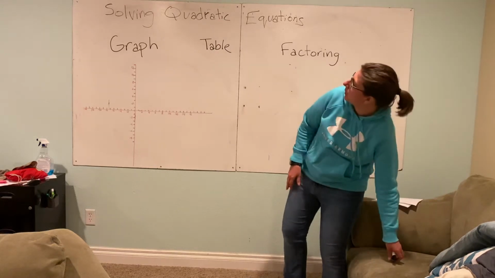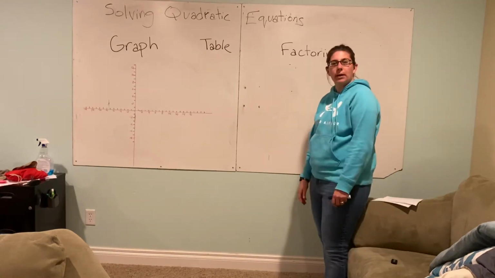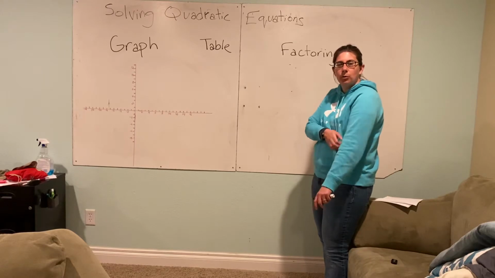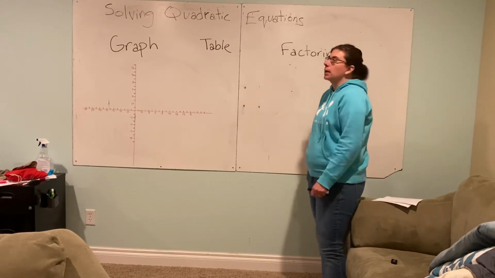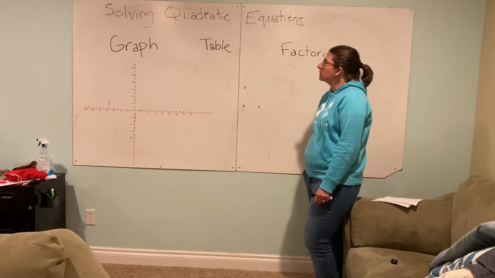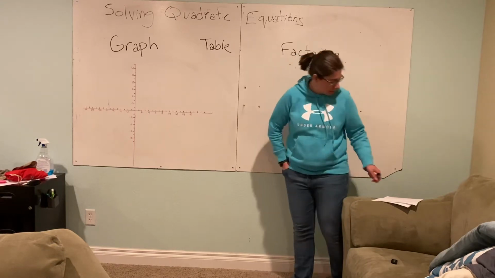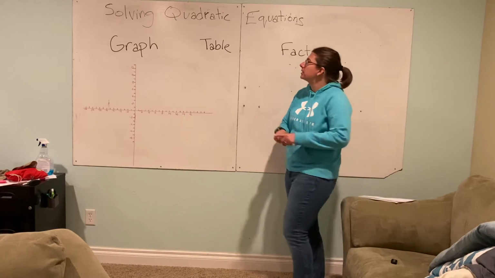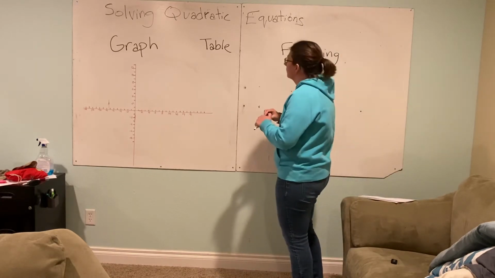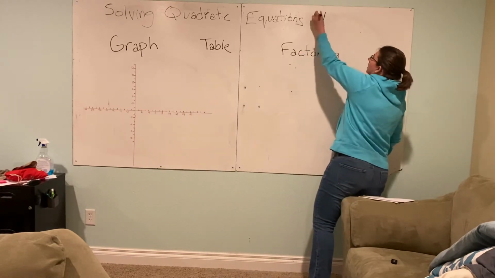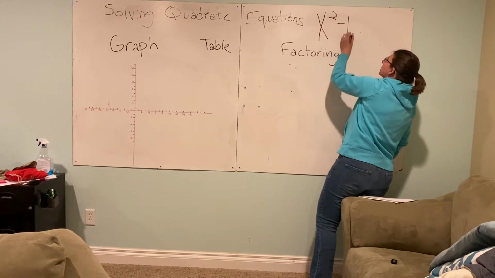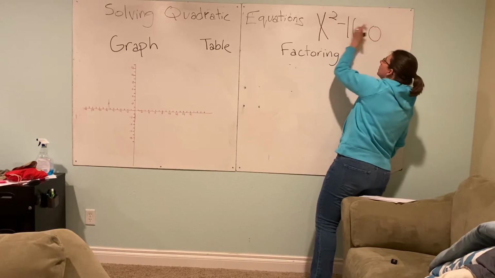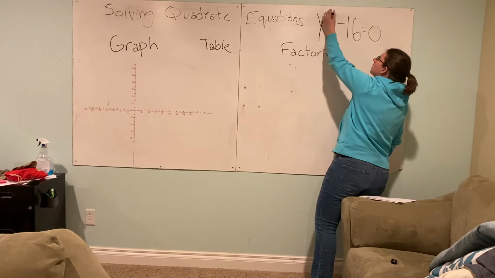Right, we are going to be working on quadratic equations. We're working on actually solving them. So I'm going to review a little bit of what we worked on before with actually graphing these. We are going to start with the example x squared minus 16 equals 0. Now you're going to start seeing them equal 0.